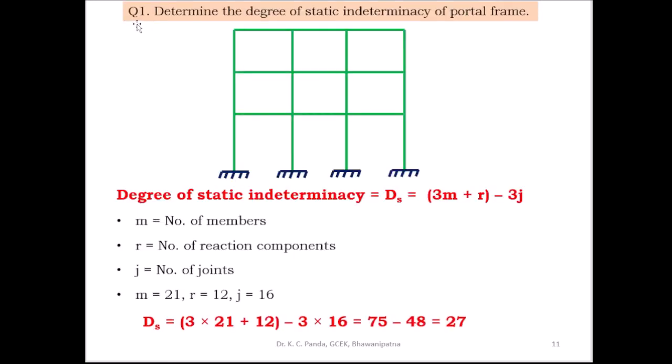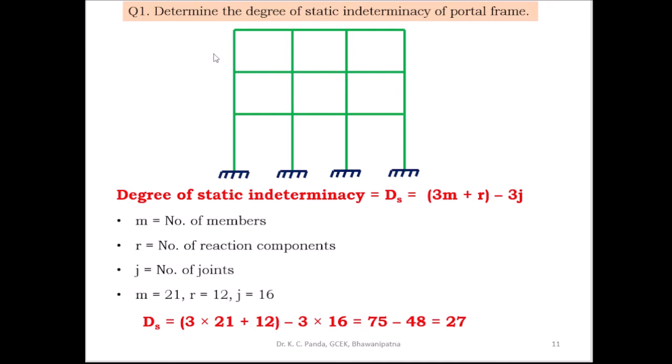Coming to the first example, determine the degree of static indeterminacy of a portal frame. So this is the portal frame. Here these are the vertical members and these are the horizontal members. The horizontal members are called beams and the vertical members are called columns. And this is the support. So this is the portal frame.